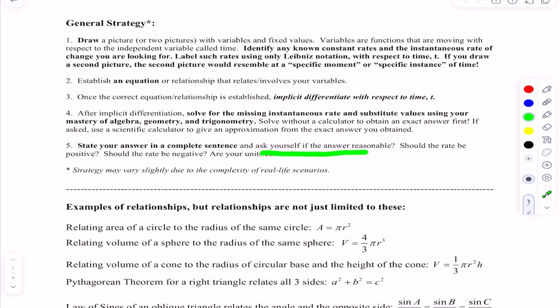Ask yourself if the answer is reasonable. Should the rate be positive? Should the rate be negative in the scenario? Are your units correct? Make sure you're able to label things in a meticulous manner, especially if you're going into STEM subjects, because those do matter. Your units do matter, and they could often matter in a life or death situation. This strategy may vary slightly due to the complexity of real-life scenarios.